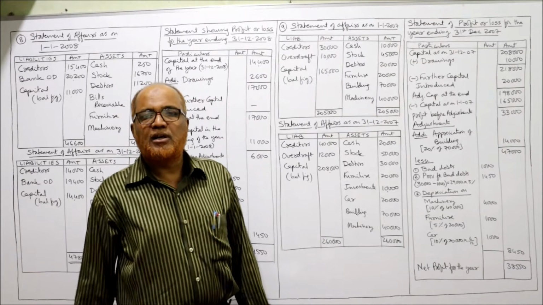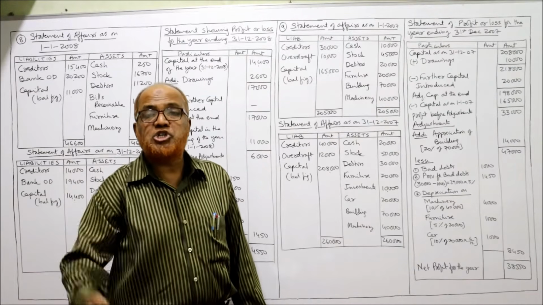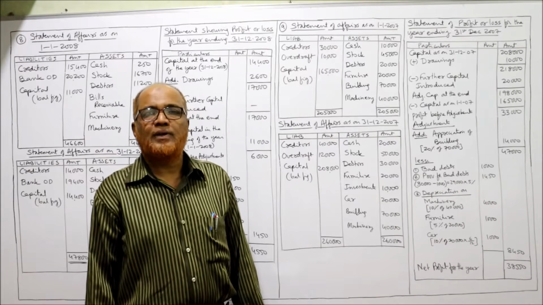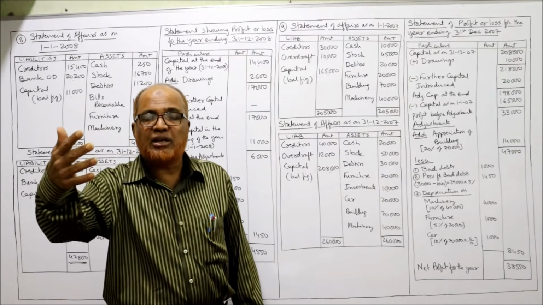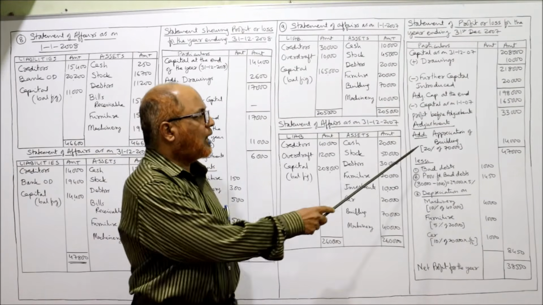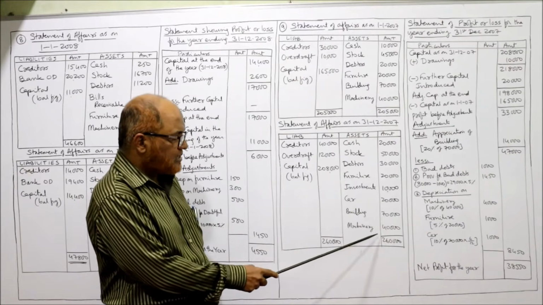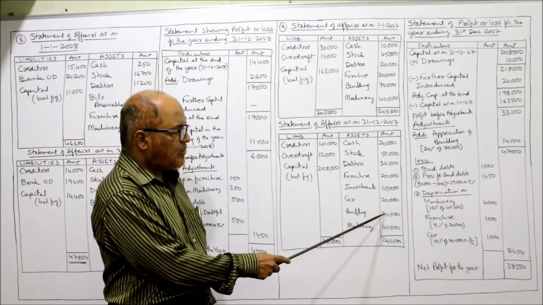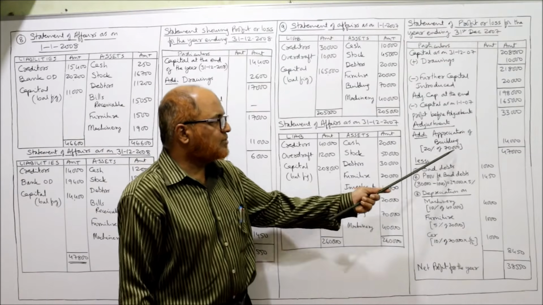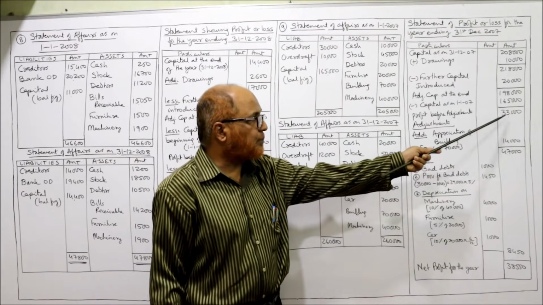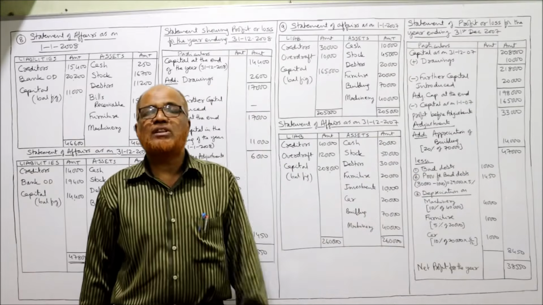The first adjustment, building is appreciated. That means added. Whatever appreciation in building, that will be added. So appreciation of building, 20% of 70,000. See here, building value is 70,000. So 20% of 70,000 is 14,000. Add up, 33 plus 14, 47,000.